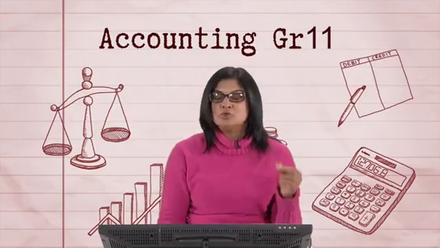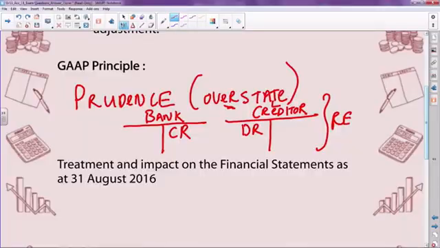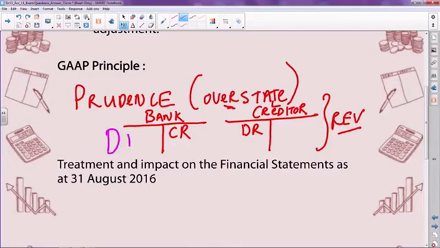But because we do not want to overstate these amounts, we are now going to reverse this particular entry. What do we mean by reverse the entry? If we previously credited bank, we will now debit our bank account. Because we debited creditors, we will now credit creditors control. In other words, how will this now impact on the actual financial statements?